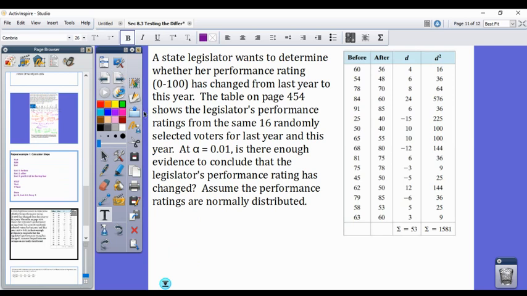Okay, so in this case, we have a state legislator that is trying to determine whether or not her performance rating has changed from last year to this year. This chart is on page 454 for you, but I went ahead and copied it. So we have 16 randomly selected voters, and our significance level in this case is 0.01. And let's see if this has changed or not.